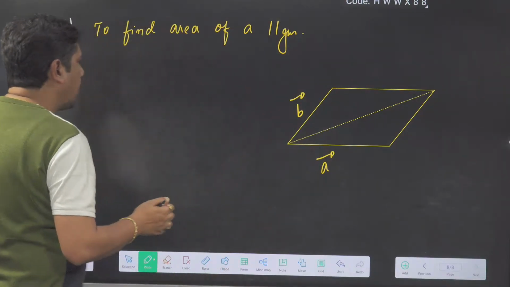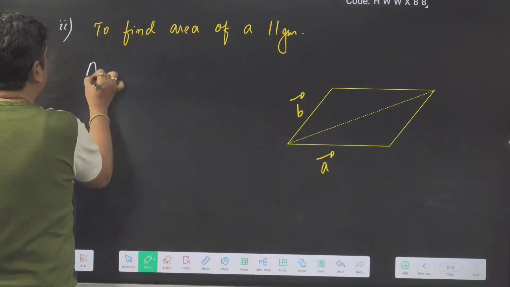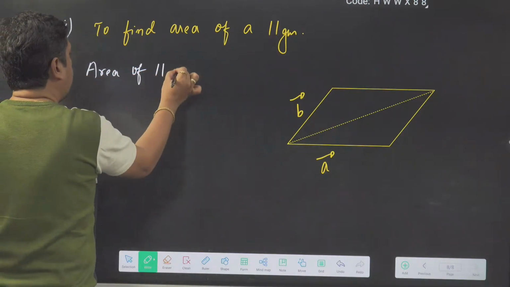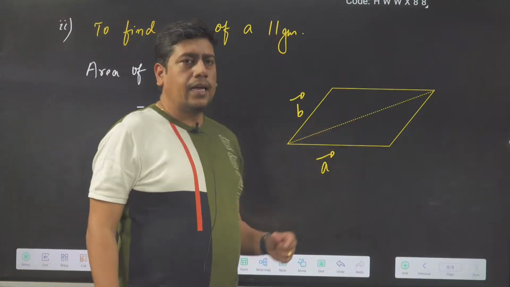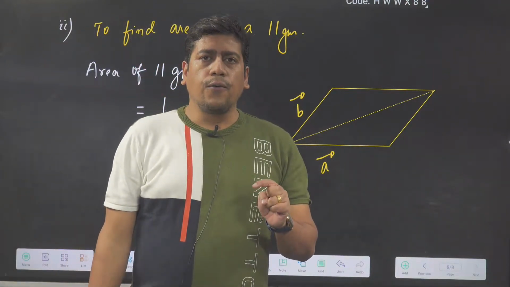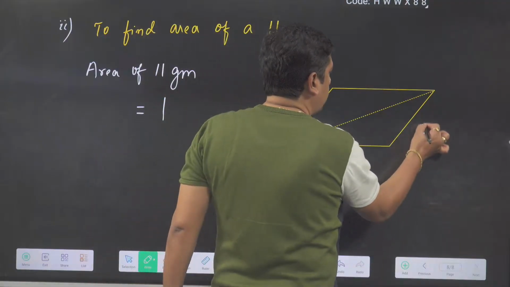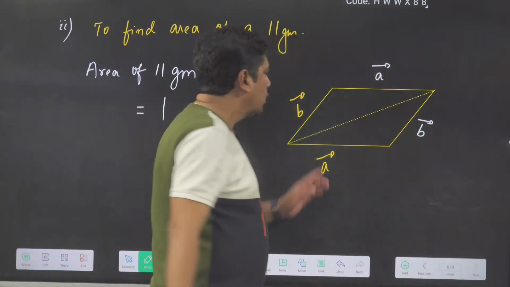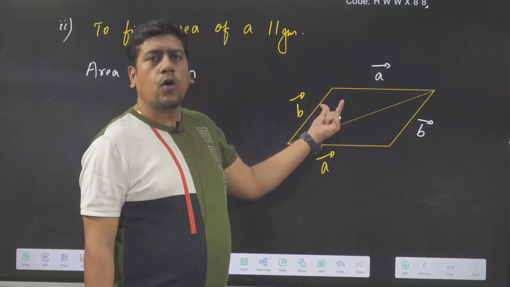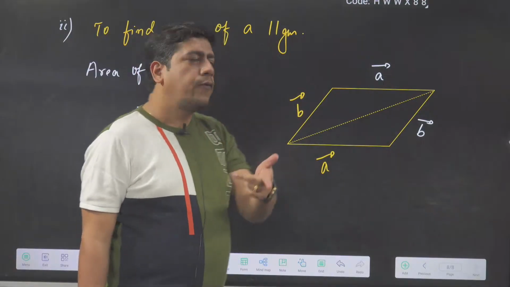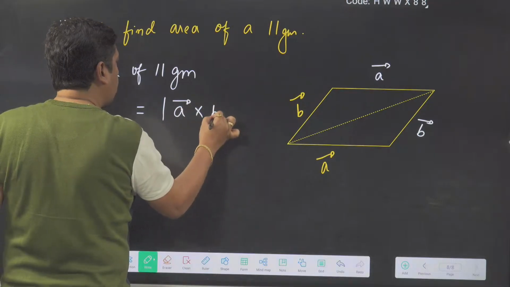So if adjacent sides are given, then the area of a parallelogram is given as follows. Since you know the triangle area is half A cross B, whether you call this B vector or A vector, the area of this lower triangle will be half into A cross B mod. This upper one will also be half into A cross B mod. So if you add, half and half become 1, and it is simply A cross B mod.